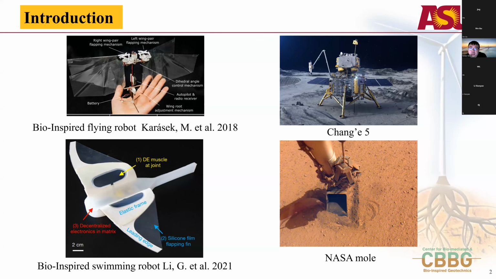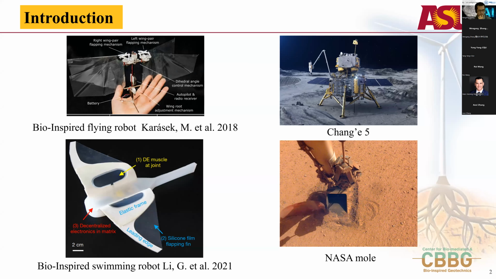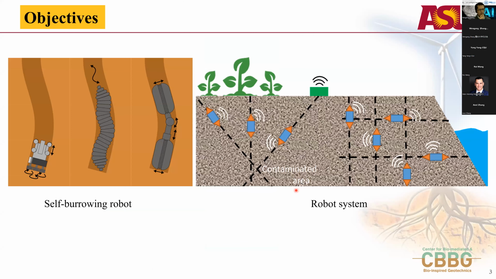So I think we heard about the bio-inspired flying robot and the bio-inspired swimming robot, but we seldom heard about the bio-inspired self-burrowing robot. And recently, Chang'e 5 got the soil sample from the moon successfully. Well, Mars missions failed to penetrate into the ground. So based on this, we think we can design a self-burrowing robot which can be used in many scenarios.